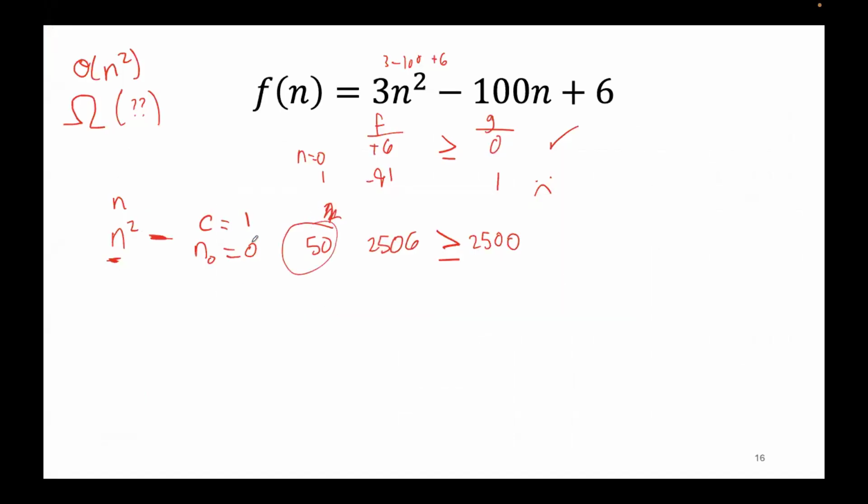So 50 is our n naught. And our constant is 1 of just n squared. And so now we can say that the lower bound on f of n is n squared. So once we've found a constant and an n naught, then we ignore them, throw them away for now, because all we need to write down is that n squared is our lower bound.